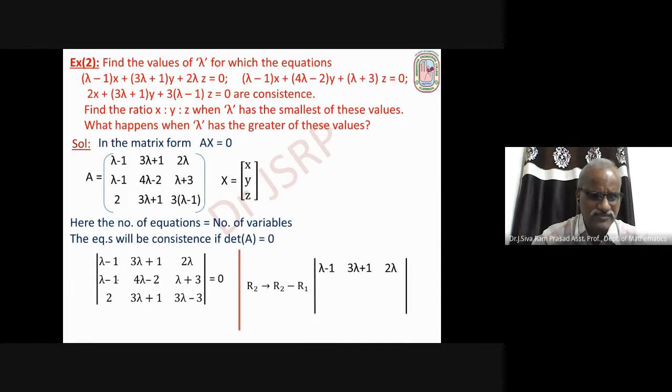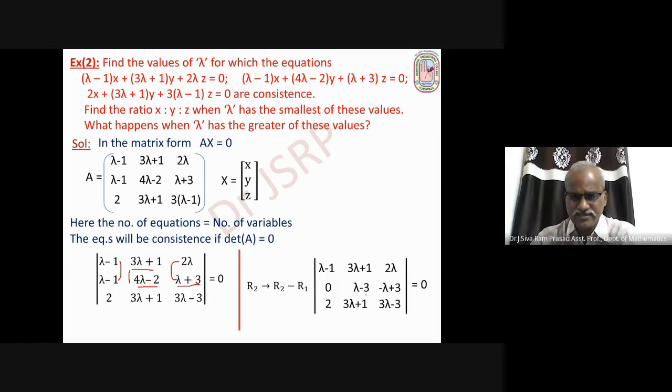So this is lambda minus 1 minus lambda minus 1, which is 0. Next, 4 lambda minus 2 minus 3 lambda minus 1: 4 lambda minus 3 lambda gives lambda, and minus 2 minus 1 gives minus 3. Next, lambda plus 3 minus 2 lambda gives minus lambda plus 3. So this is R2 minus R1. Third row as it is: 2, 3 lambda plus 1, 3 lambda minus 3. That equals 0. This determinant equals 0. So we have 0 here.